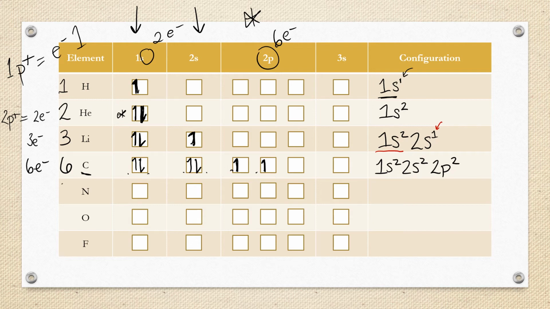Now for nitrogen, this has an atomic number of 7, so 7 protons and 7 electrons. We can start filling these in. 1, 2, 3, 4, 5, 6, 7. Remember, I only put 1 in every box, and then I can double up. So if I had 1 more electron, I could have started doubling up in my 2p orbital here. So I would write this as 1s2, 2s2, 2p3.